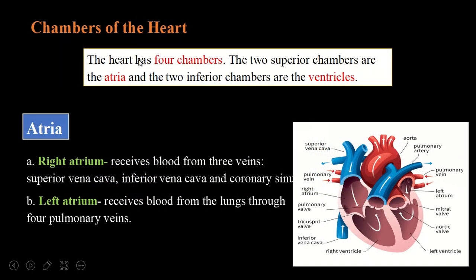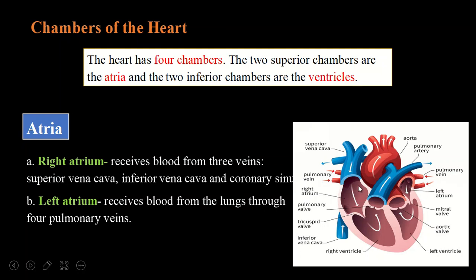So what are the chambers of the heart? The heart has 4 chambers. The 2 superior chambers are the atria, and the 2 inferior chambers are the ventricles. So if you divide the heart into 4, the upper or the 2 superior chambers are the atria, this one, the right atrium and the left atrium, and the two inferior chambers are the ventricles, the right ventricle and left ventricle. The right atrium receives blood from the three veins, the superior vena cava, inferior vena cava, and coronary sinus.